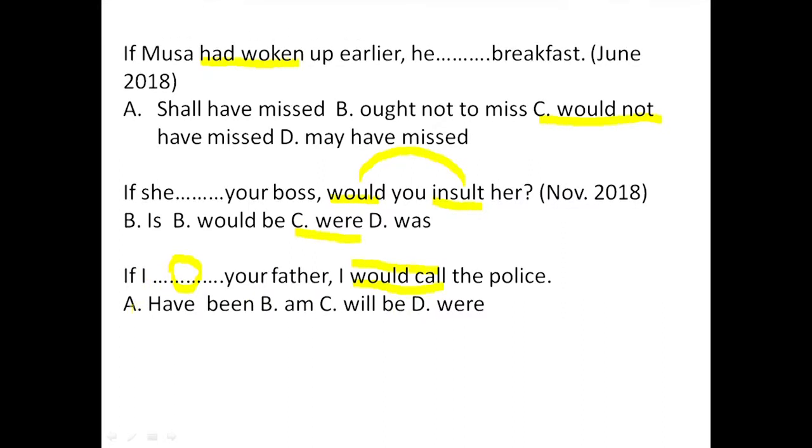A, we have what? Have been, no. B, am your father, no. Remember, it's about hypothetical statement, something that is not possible to happen. Of course, D, we have what? Were. So this is our answer. If I were your father, I am not your father, and I will not be your father, I would call the police at that. So that brings us to the end of the questions on the conditional sentences.